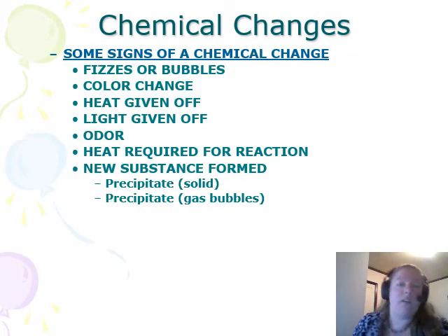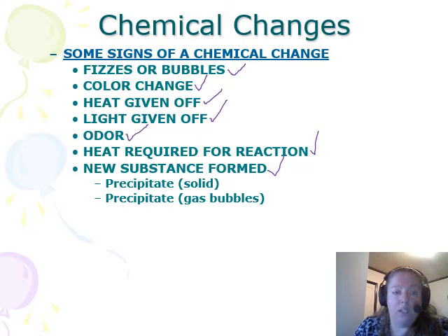So, signs of a chemical change, if you were in the lab and you were processing these chemical changes: if you see fizzing or bubbles, if you see the color change, if you feel heat given off, or if you see light given off, if there's an odor that you can smell, if you need heat to make the reaction happen, and if a new substance is formed. You might have a precipitate, which is a solid, or the gas bubbles could be your precipitate.